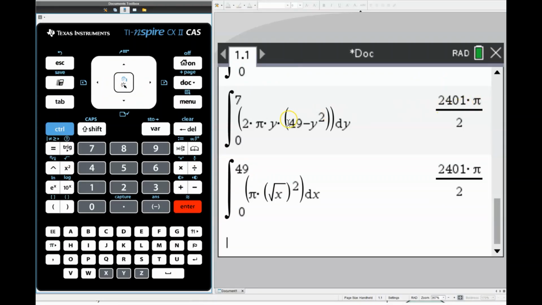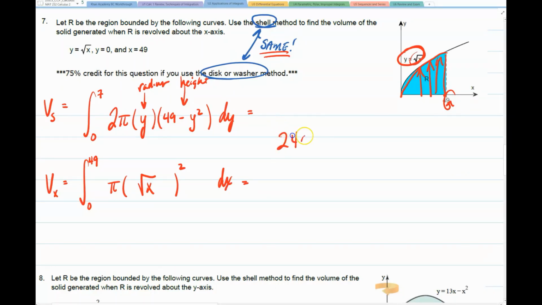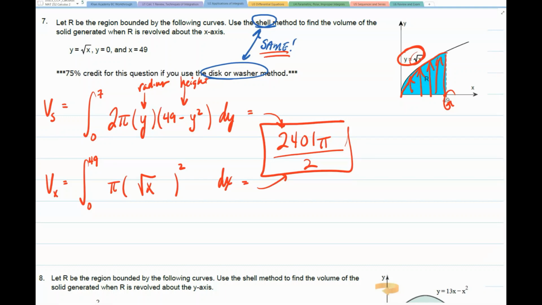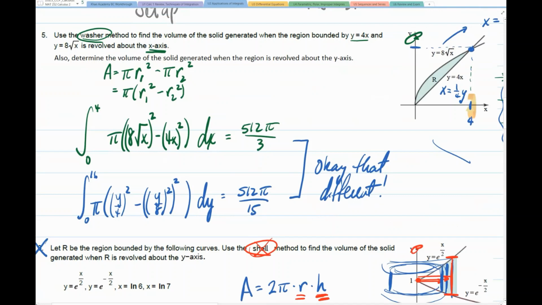And when I jump over to my calculator, we can see the first integral written with respect to y and the second integral with respect to x both generate the same solution, 2401 pi divided by 2. And again, we do expect both of these answers to be the same because we are generating the exact same object with the same volume using two different methods. Unlike a prior example where we used two different methods, those two methods produced two different objects, and it was okay that the results were different.